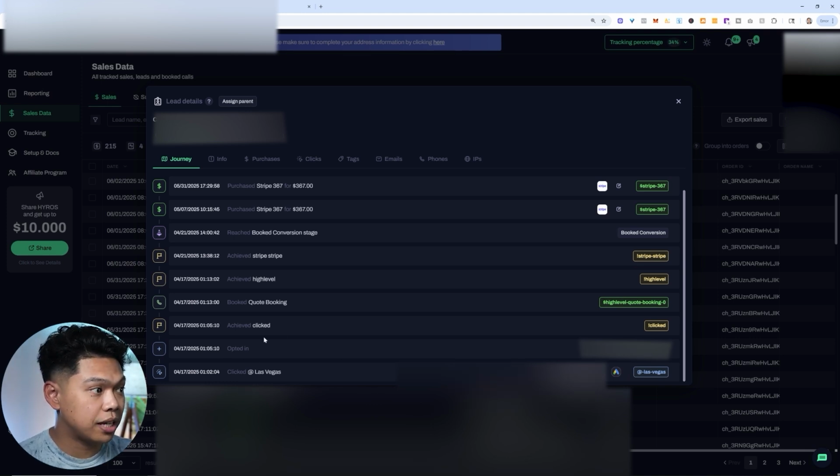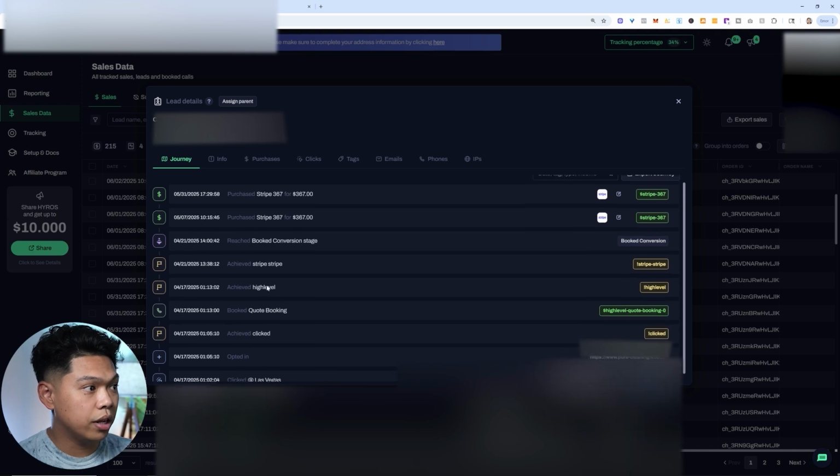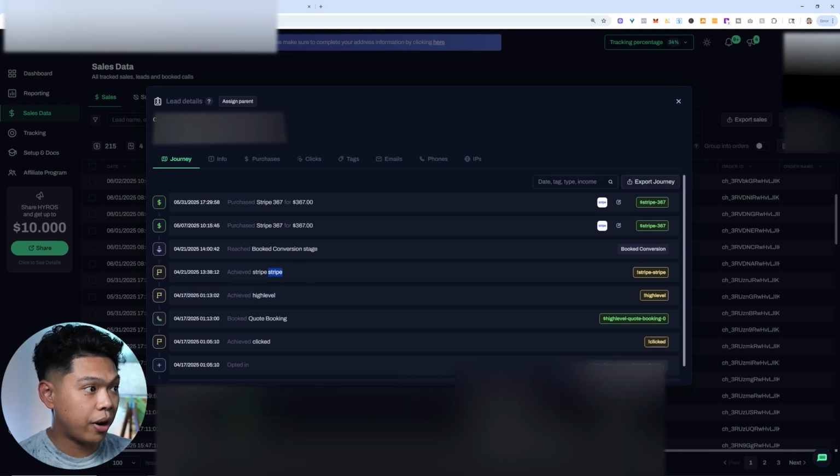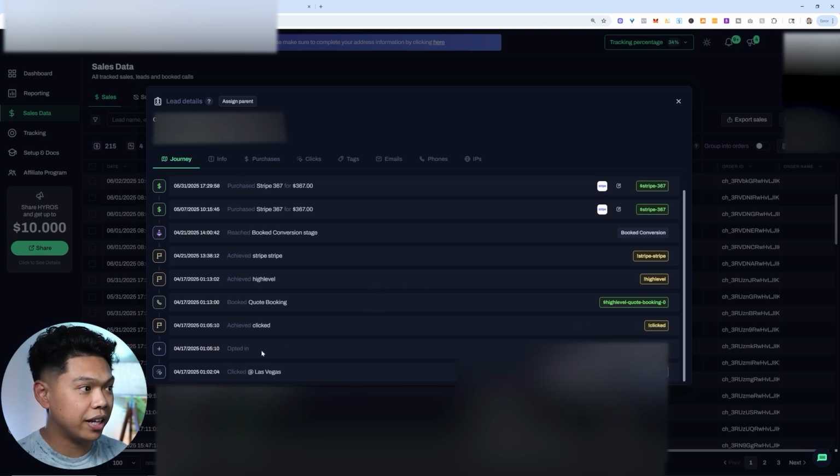So they opted into the website, they clicked, they booked a quote, they high-level received it, right? And then there was a Stripe that was received. So it seems like this was the time that they initiated the clean, and then they got moved to a book conversion stage right after. And then on May 7th, this is when they actually had the clean. So it looks like they scheduled it on April 21st for May 7th. And then it looks like they're a recurring client because a couple weeks later on May 31st, they got another clean. So this is a good example of tracking the whole journey.